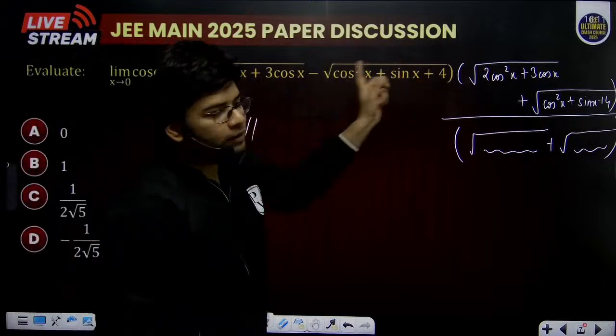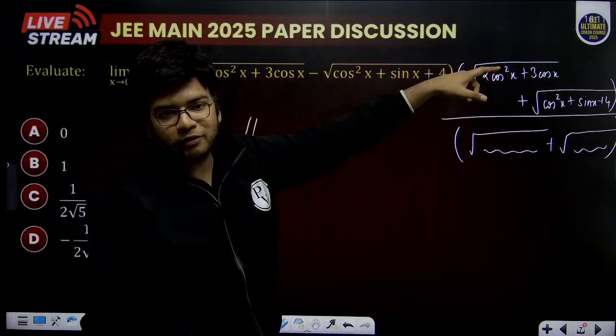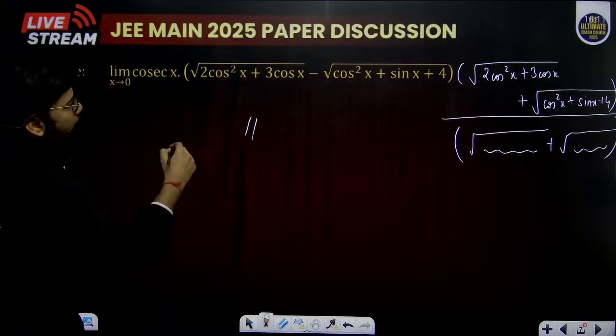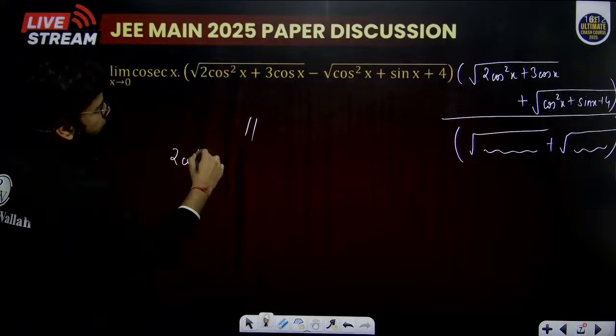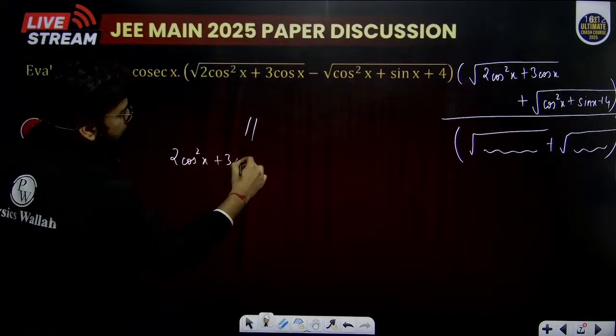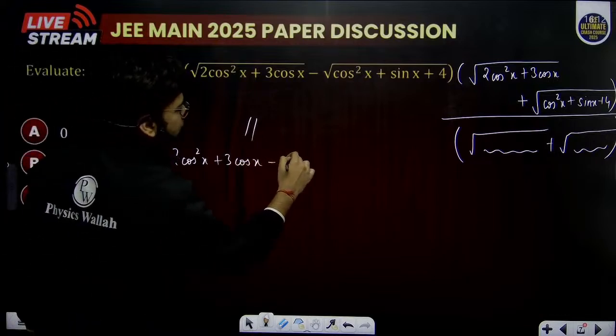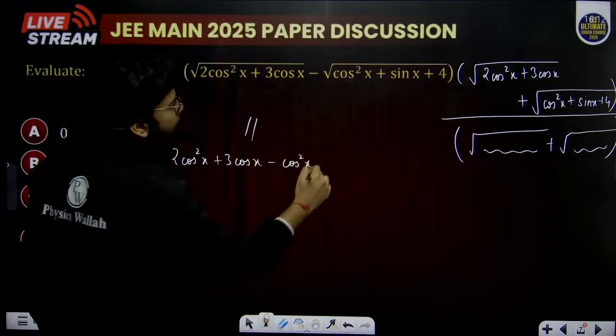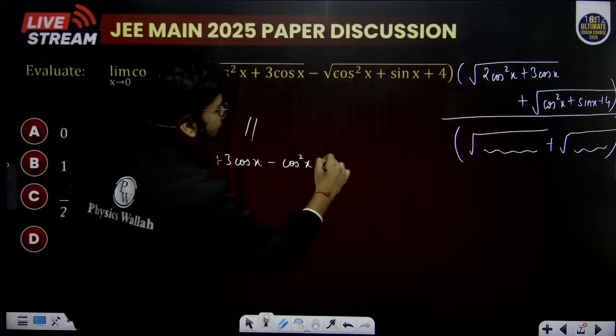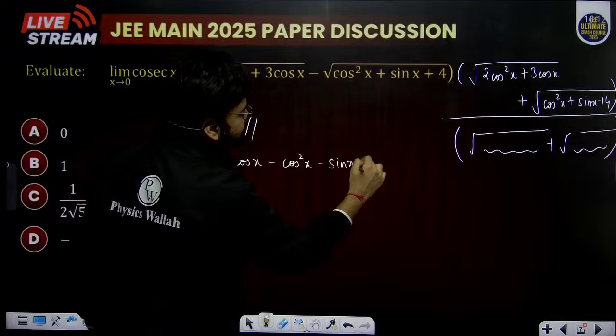First multiply these two, a minus b into a plus b, a square minus b square. So what you will get: 2 cos square x plus 3 cos x minus cos square x minus sin x minus 4.